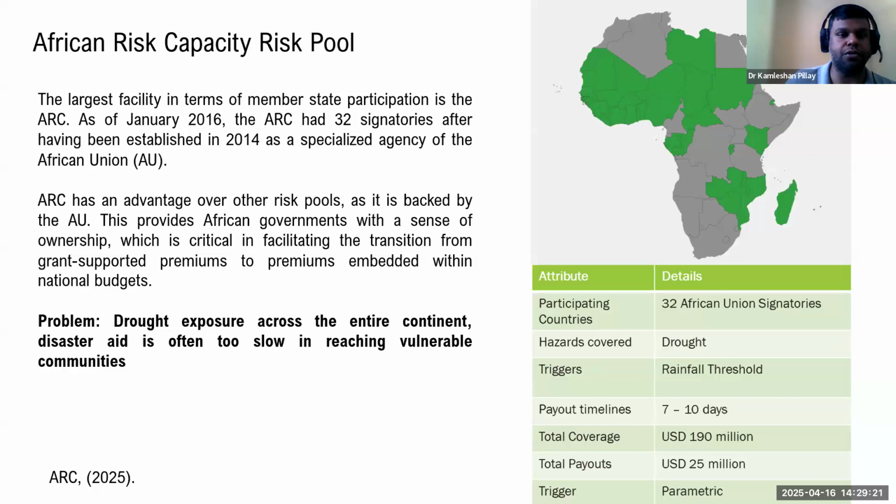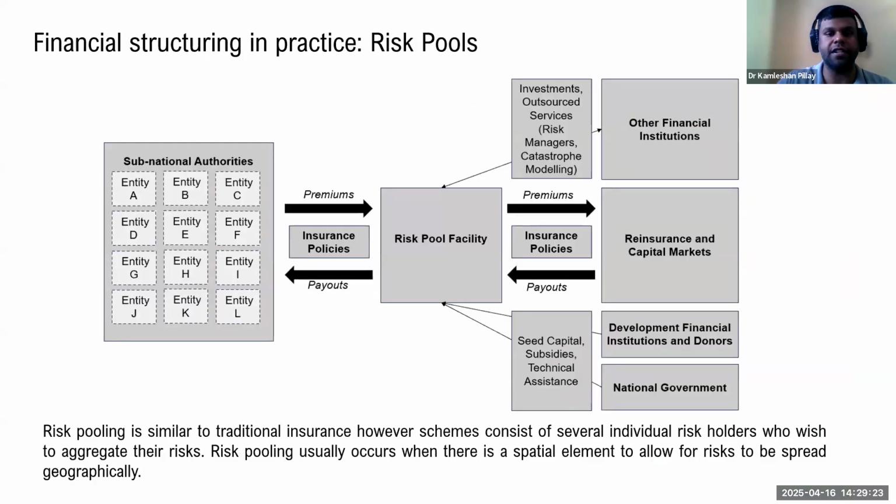But just going back to a generic structure for a risk pool, you would have these entities, which may be countries or subnational authorities, or even individual companies, that pay premiums into a risk pool facility, and they gain coverage if a specific peril arises. So if a drought occurs, if a flood occurs, etc.